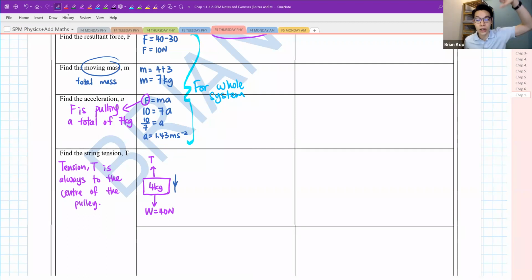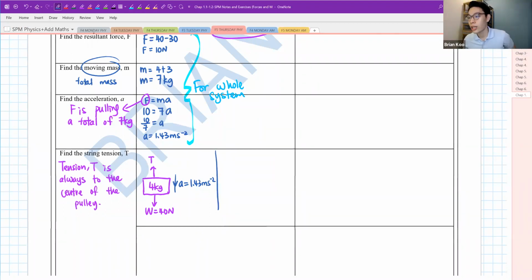Can we also put down the acceleration of this 4 kg? How fast is your 4 kg traveling? We already found out just now, 1.43 meters per second squared. This is an important piece of information, because if it's accelerating down or accelerating up, the way I minus is different. Accelerating down, the stronger force is down. Accelerating up, the force up is stronger.